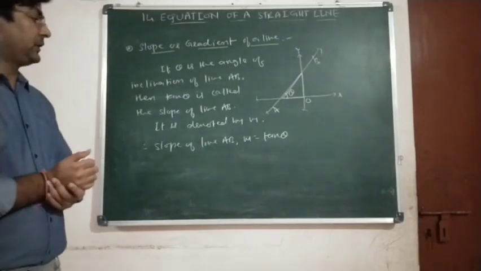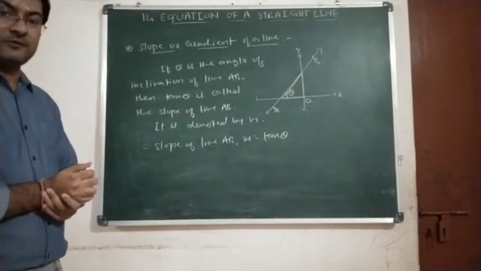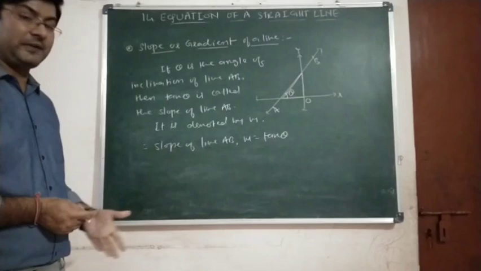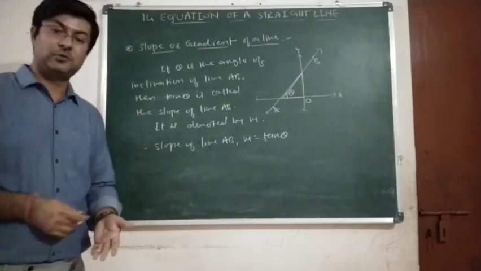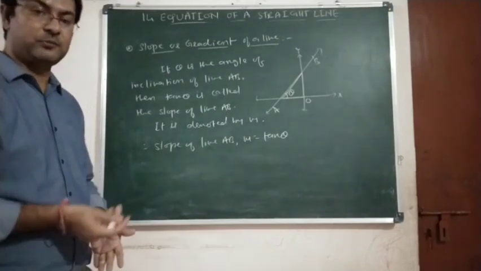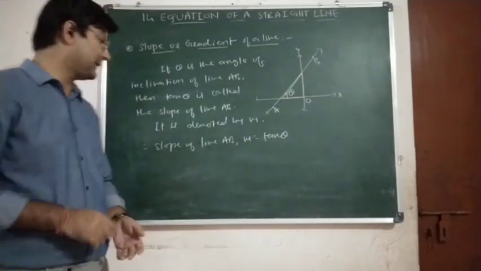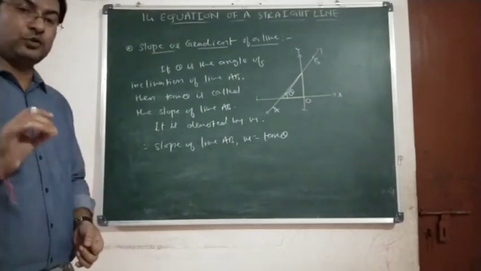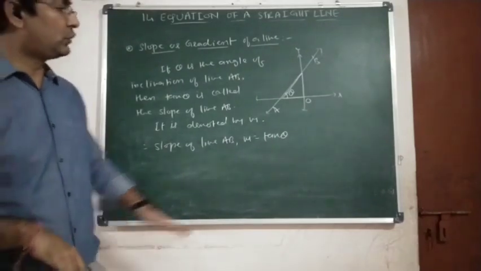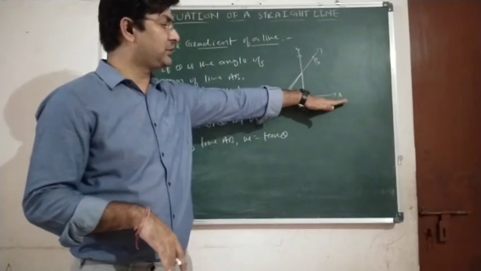Okay, now let us discuss the slope of the various lines. For example, slope of x-axis, slope of y-axis, slope of any line which is parallel to x-axis, and slope of a line which is parallel to y-axis. So we will discuss first the slope of the x-axis. Now obviously x-axis is a horizontal line.